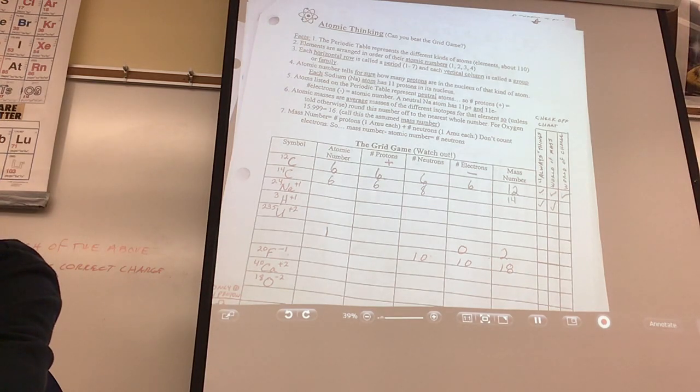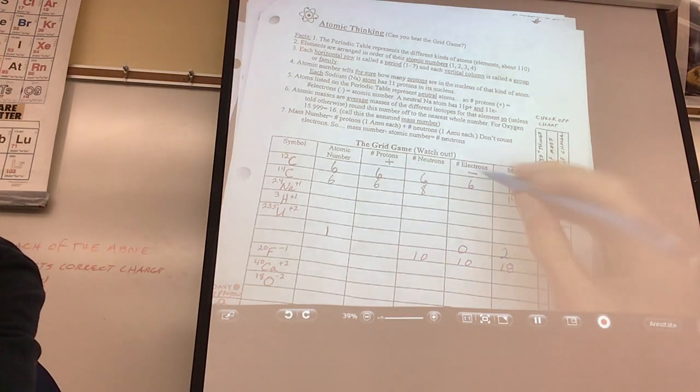How can you have no charge though, because you have 6 protons, you have 6 positive charges. So they would have to cancel out. What's going to cancel out? The electrons and the protons. Yes. So how many electrons? 6.